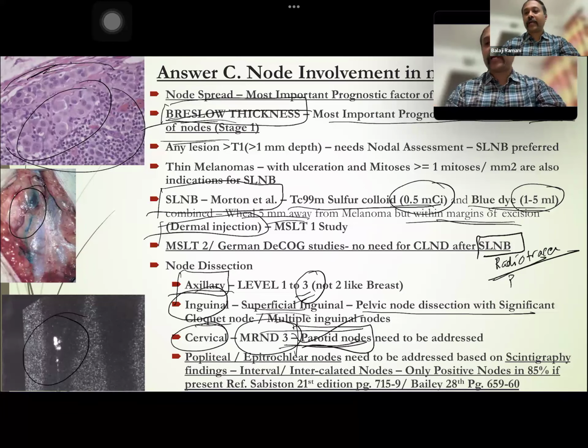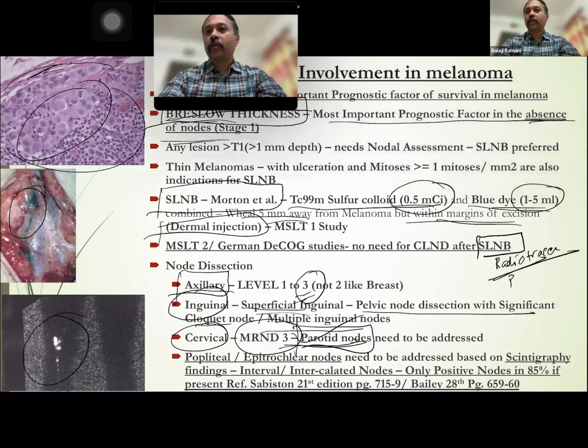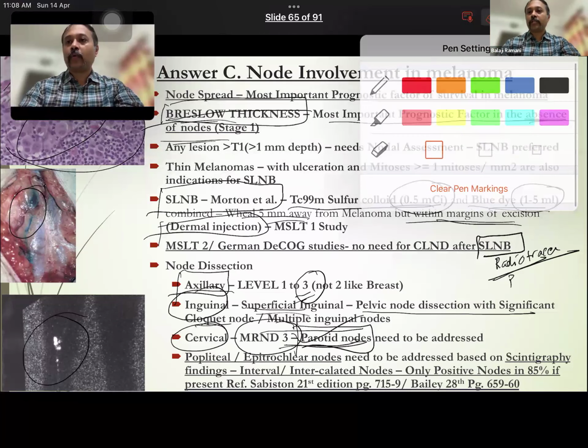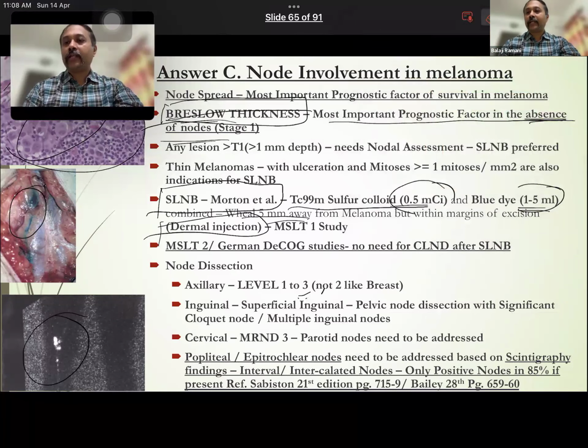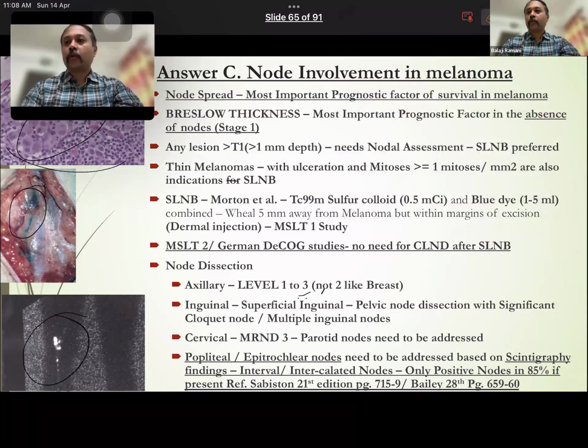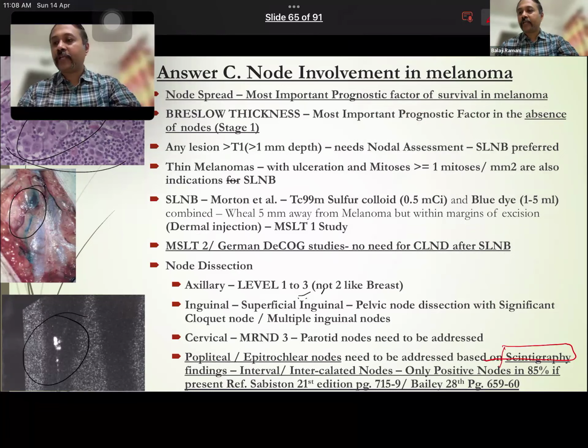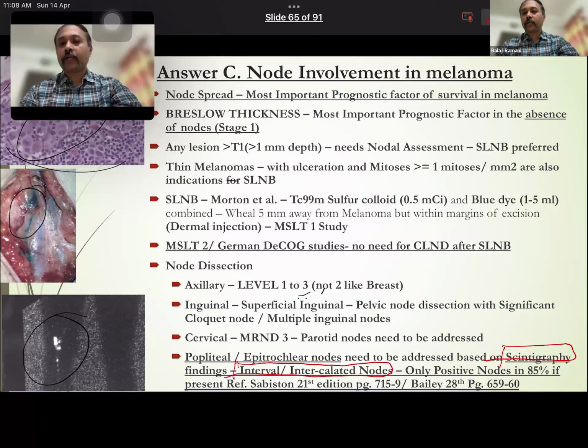Why? Because there are other nodes which can be present. You can have what is known as intercalary nodes. When you talk about nodes in melanoma, you may have something called an intercalary node. So scintigraphy becomes mandatory. For example, you can get a popliteal node, which you can make out here. You can see that there is a popliteal node here, or it can be an epitrochlear node.